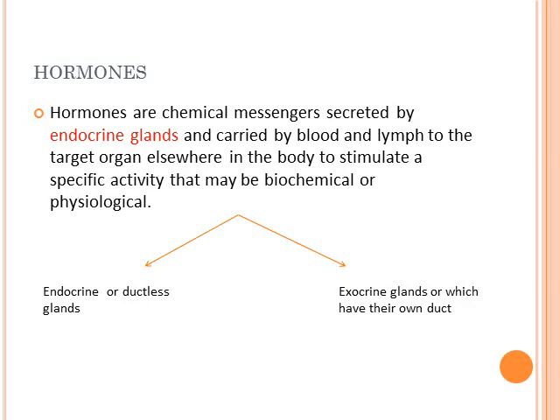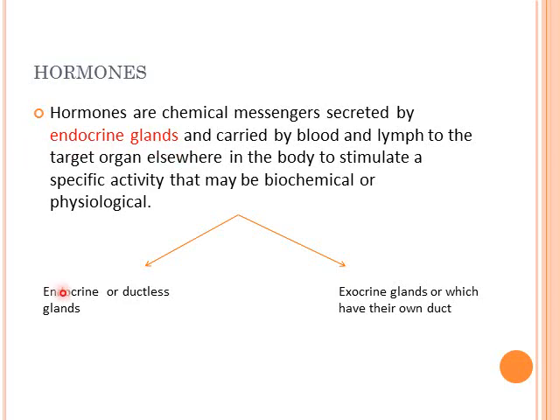Now, what are hormones? Hormones are mainly chemical messengers. Please try to follow my red pointer over here. They are secreted by the endocrine glands and carried by the blood and the lymph to the target organ elsewhere in the body to stimulate a specific activity that may be biochemical or physiological. Now, endocrine glands we have described here.